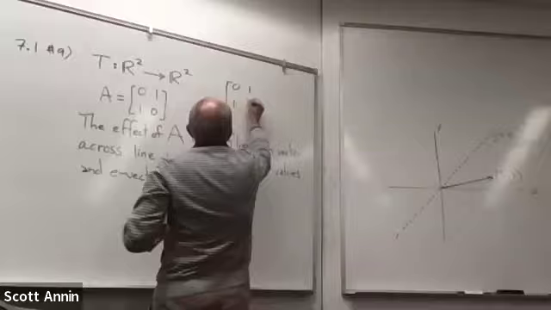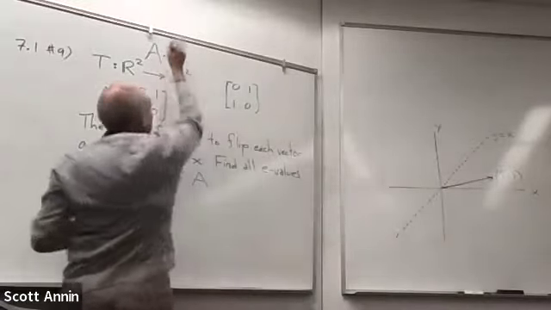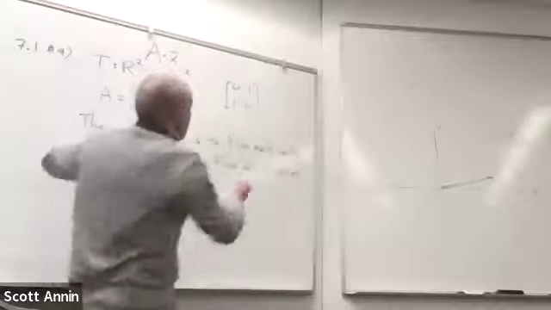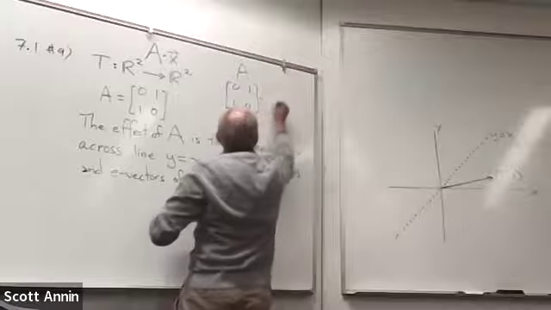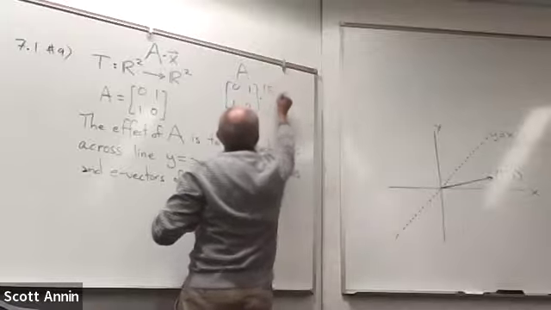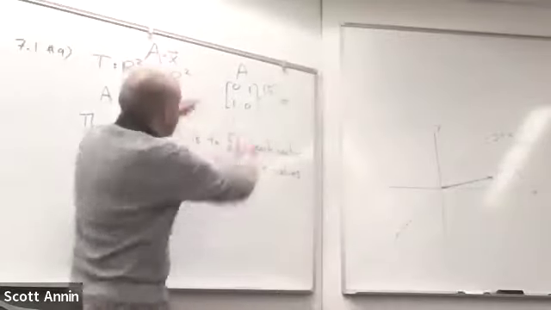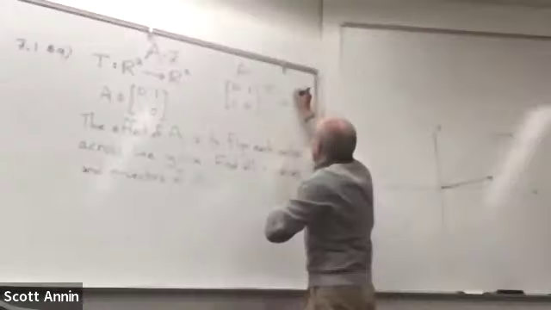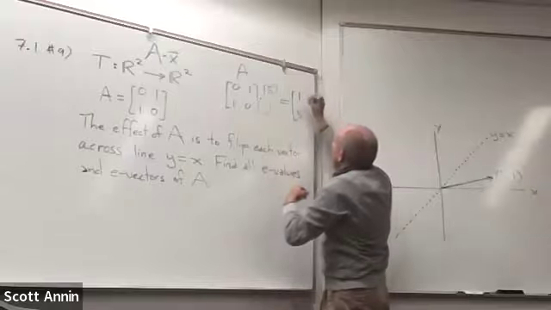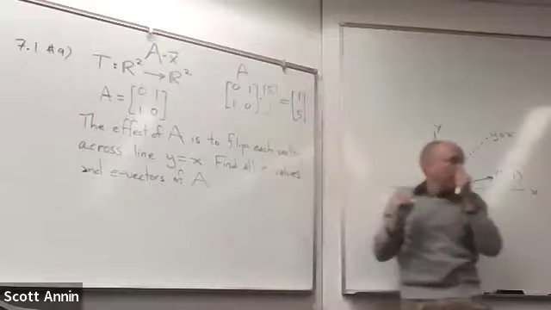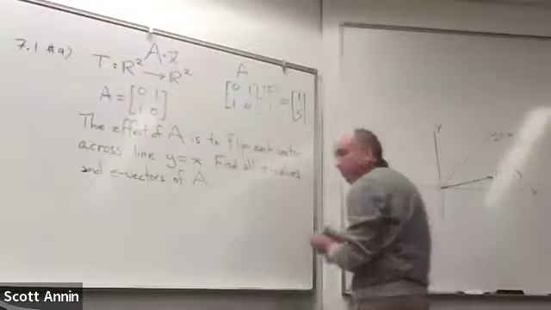Remember, the way this works, guys, is you just do A times X. T of X equals A times X. So I would take my matrix A here, and I would multiply it by 5, 1. And if you calculate that out, just check how the matrix multiplication comes out, you should end up getting 1 and 5. You see that?